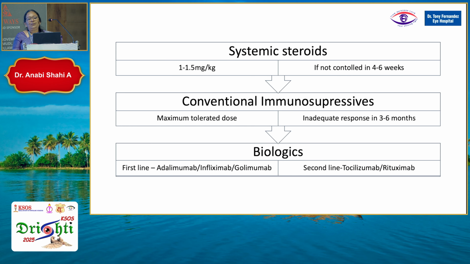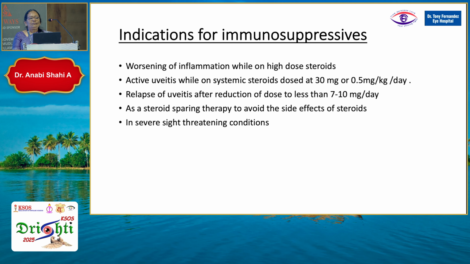If there is inadequate response in 3 to 6 months, in spite of maximum tolerated dose, we move on to biologics. First line is adalimumab, infliximab, and golimumab. Second line is tocilizumab and rituximab. So what are the indications for immunosuppressives?